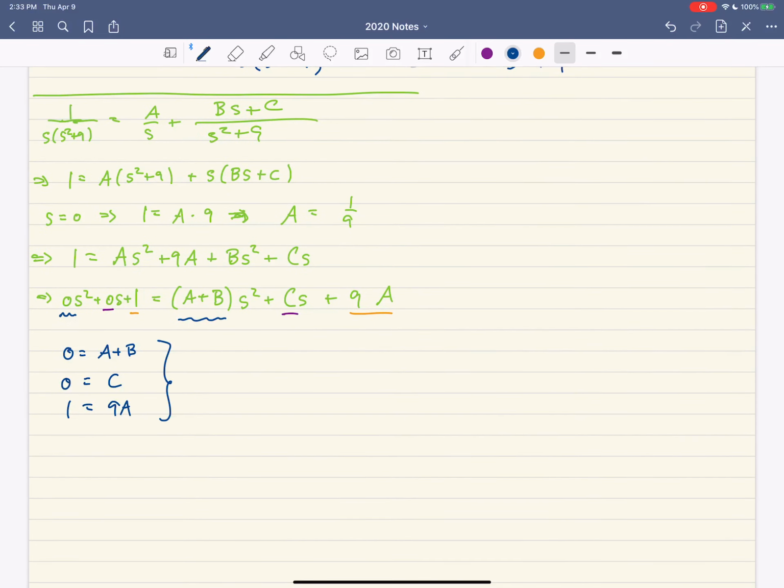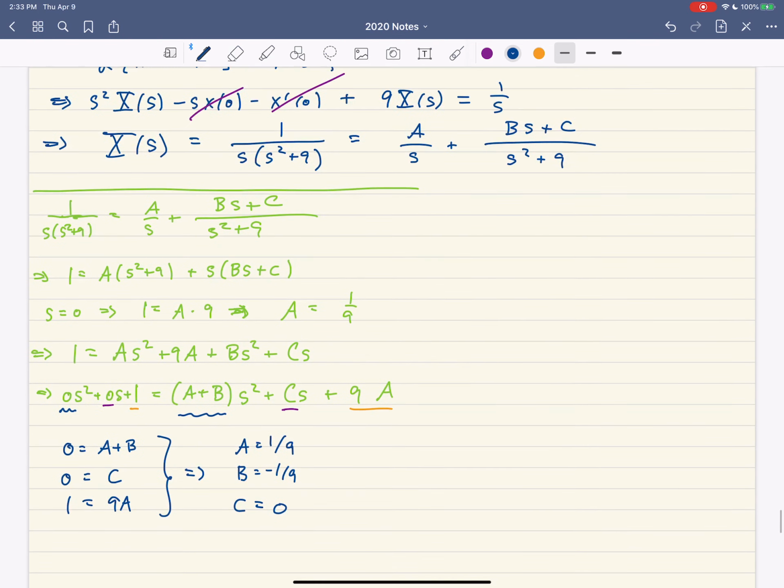So we already know A is 1/9. That's old news. B is minus A, so B must be -1/9, and C is 0. I think that's actually easier than plugging in 2 arbitrary values and hoping that nice things cancel. It's really not too much different one way or another. But now that we have our A, B, and C, we can go back and plug this in.